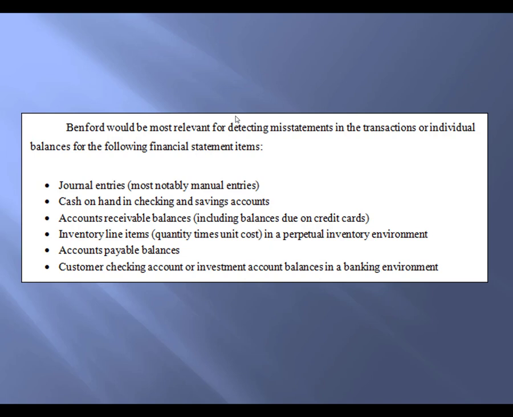Journal entries, most notably what I call manual entries, not the system entries. Large swaths of errors or fraud could be detected by journal entries that would be quite un-Benford. Cash on hand, we just spoke about that. And other types of balances where people simply make up numbers and add these made-up numbers to the good numbers. You could make up numbers for accounts receivable, inventory items, accounts payable, or customer checking account numbers. This is at least what I would call prime time, where Benford's Law might work in an audit.